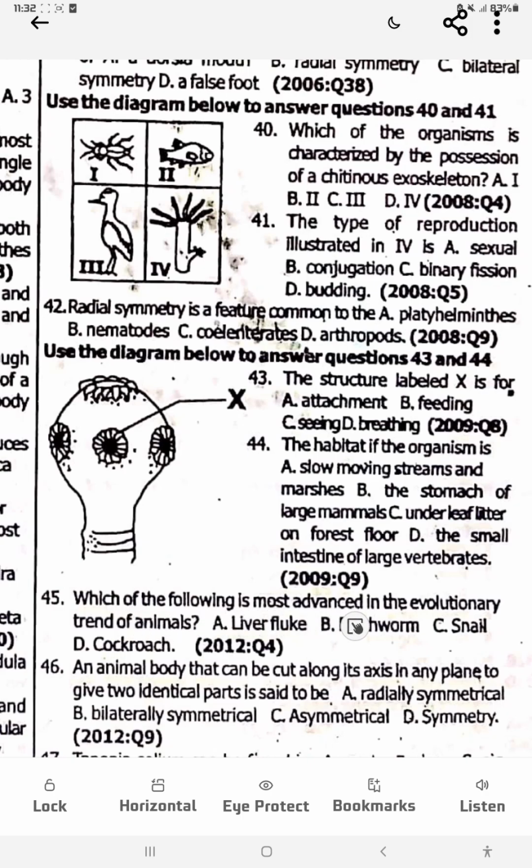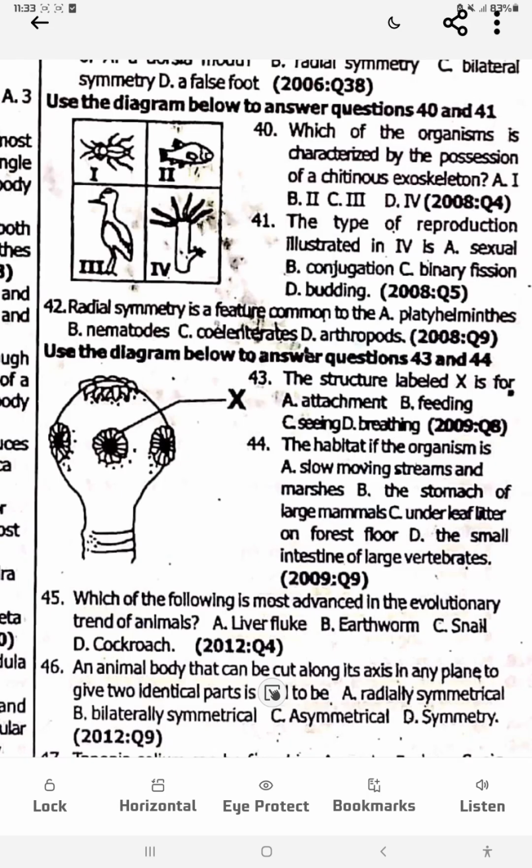45. Which of the following is the most advanced in the evolutionary trend of animals? Arthropods, option D. The cockroach is more advanced than earthworm, liver fluke, and the snail. Yes, so the insect. You can go and check back again, around number 4, I talk about it. 45 is option D.